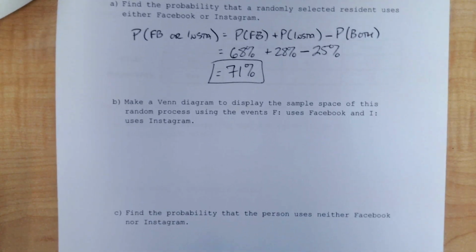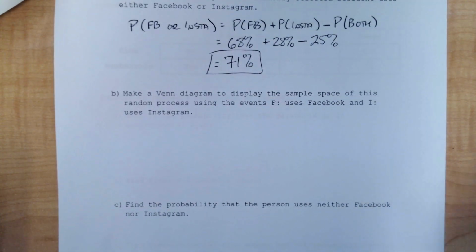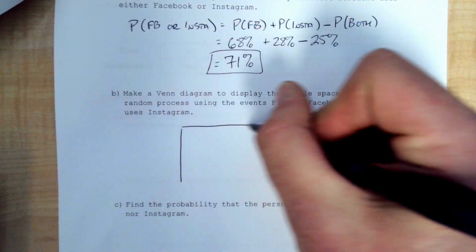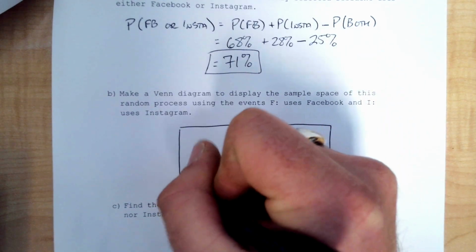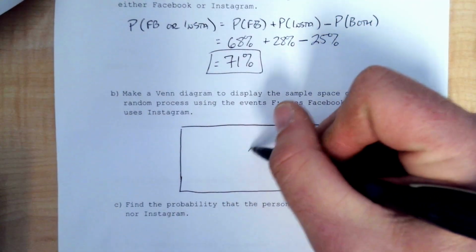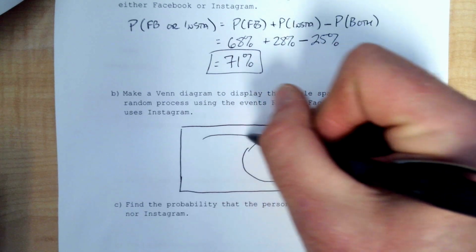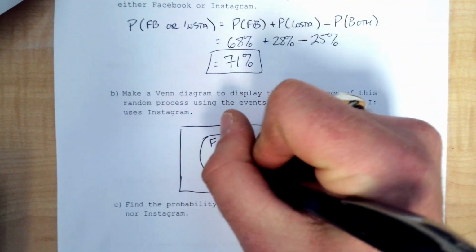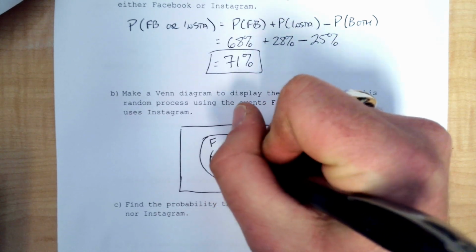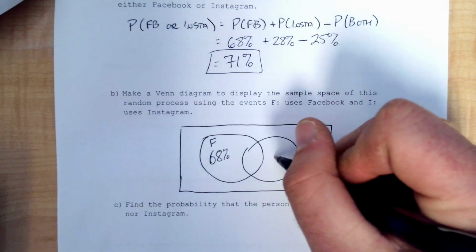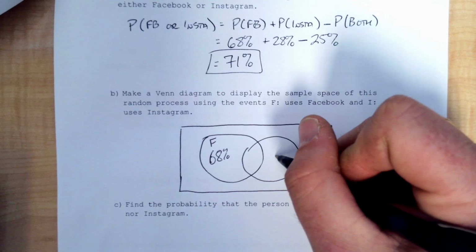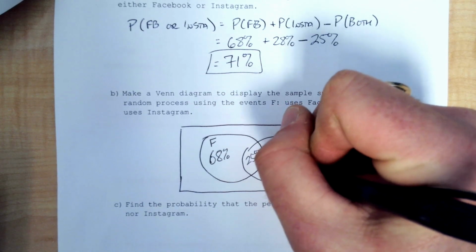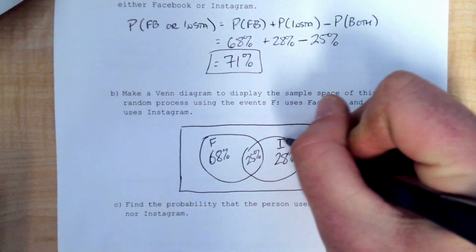So now let's make a Venn diagram using F for uses Facebook and I for uses Instagram. So remember, first you do need to actually draw a rectangle. And then you can draw your two circles inside, where Facebook is 68%, Insta is 28%, and then 25% would be both.